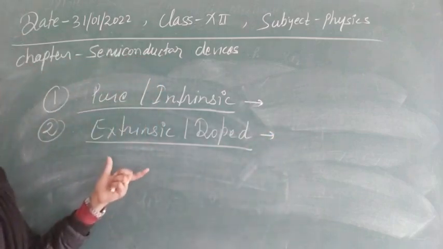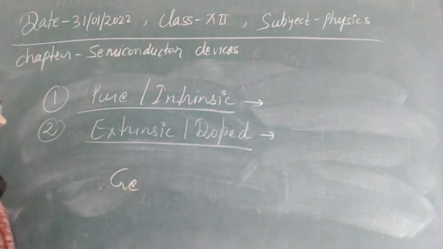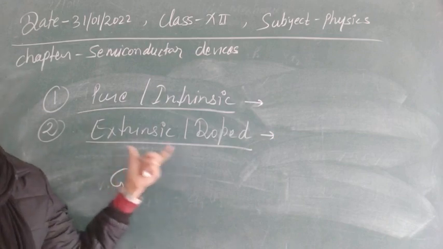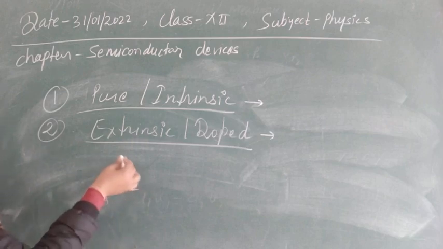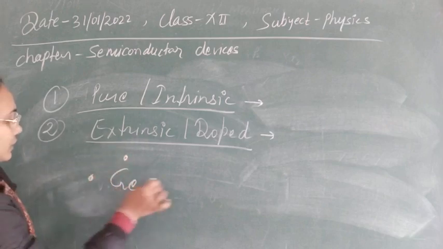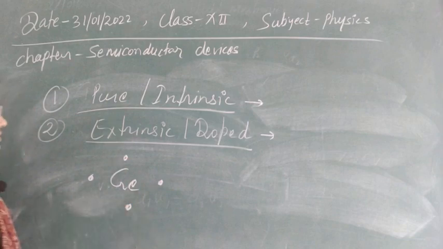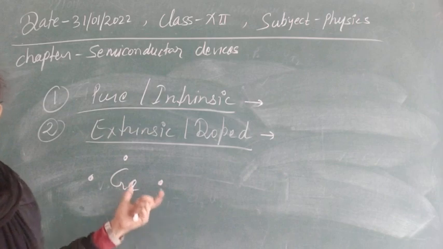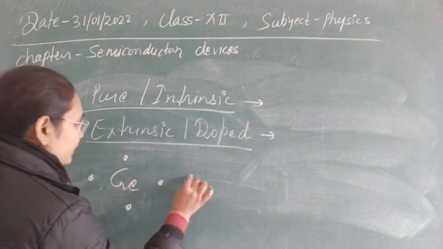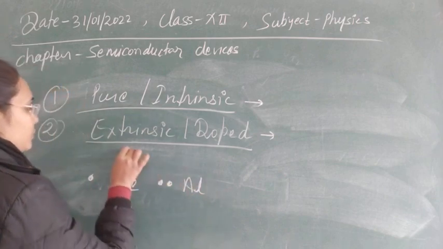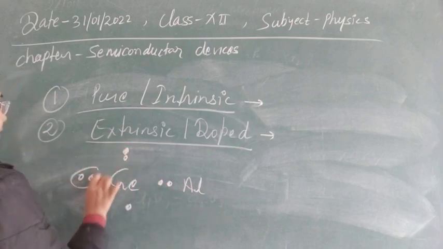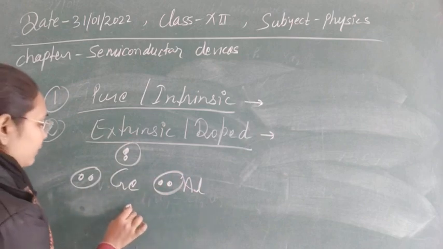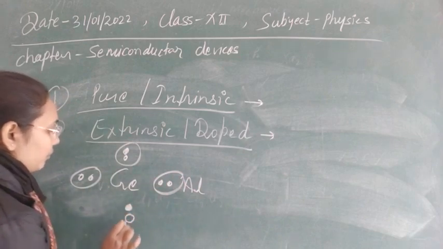Next in this section, we have to mix an impurity of a third group element or fifth group element into a fourth group element. Suppose for example we have selected germanium, which normally has 4 electrons in its last orbit, and any third group element has 3 electrons in its last orbit. So if aluminium is selected here, the 3 electrons of aluminium will make covalent bonds with 3 electrons of germanium. But one electron of germanium is not getting an electron to make a bond.